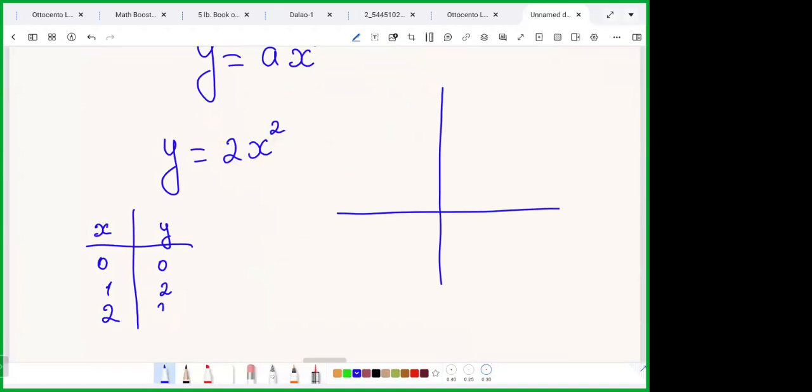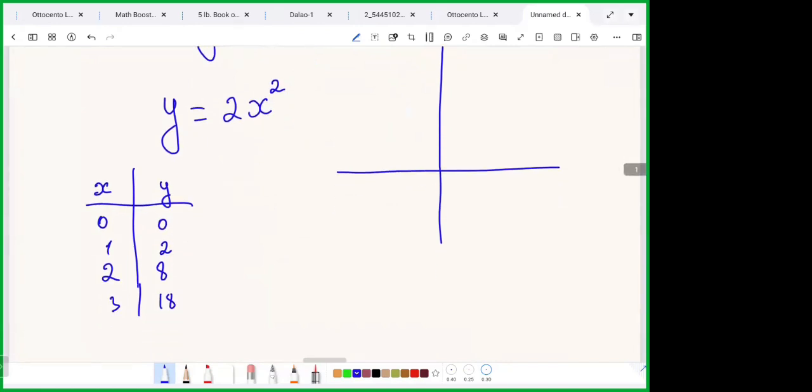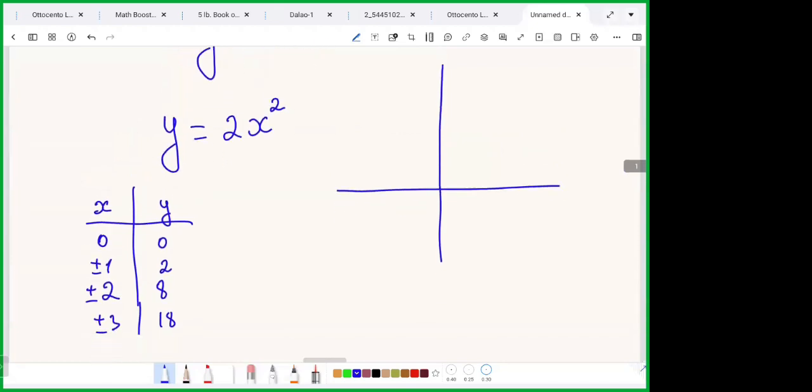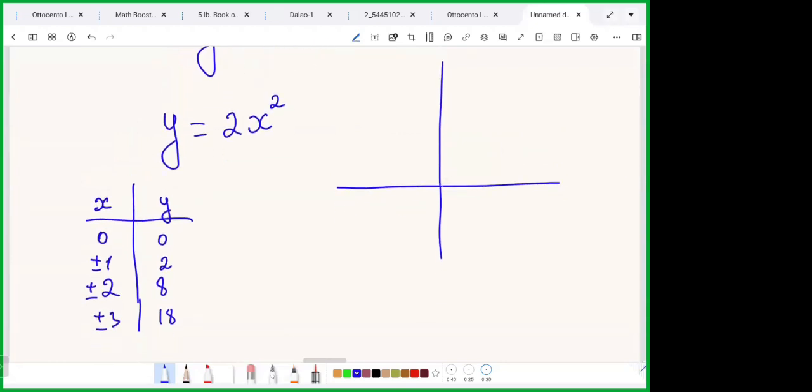When 2, it gives you 8. When 3, it gives you 2 times 3 squared, which is 18. And the minus signs as well. Plus or minus 1 gives you this, plus or minus 2 gives you this, positive or negative 3 gives you this. It doesn't matter, it is symmetrical. So now your graph will be like this. When 1, it is 2. And here it will be much more compressed toward the y-axis.